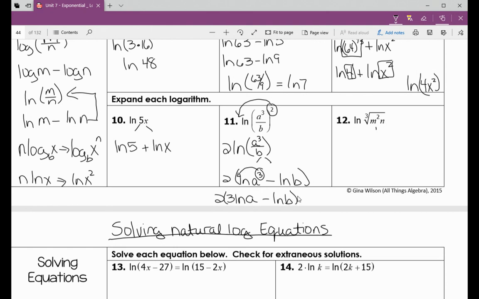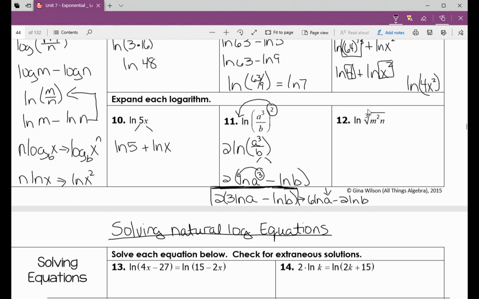Now, this is good enough for me, but MathExcel may want it expanded. So you may have to distribute the 2. So that would end up being 6 natural log of A minus 2 natural log of B. So if you type this into MathExcel and it says it doesn't want that answer, go ahead and distribute the 2 and try to type it in that way. And if you're still experiencing issues, please make sure that you let me know.